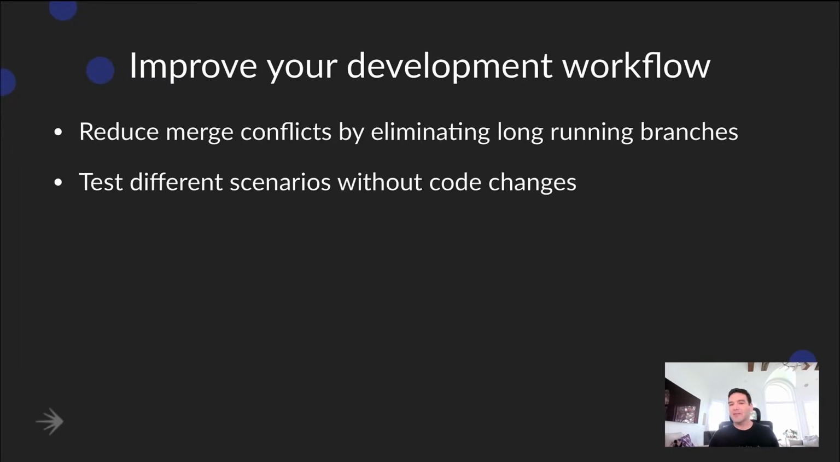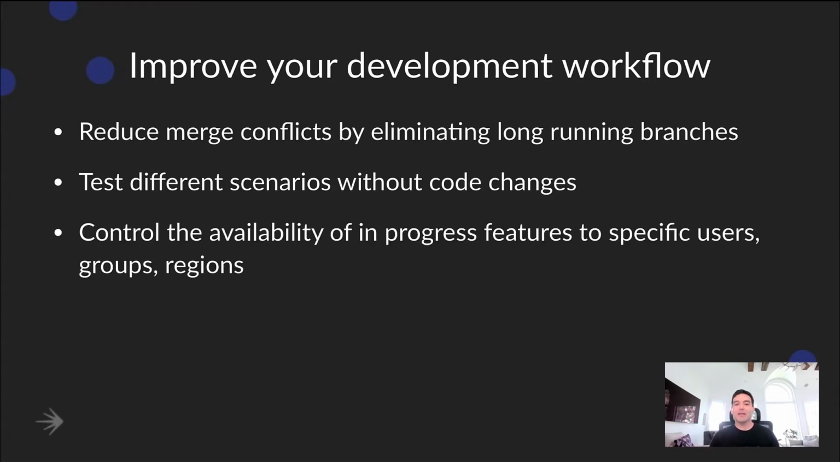I can test different scenarios without making code changes. So I can pass values from a flag and see how this is going to work without having to go in and make manual code changes. I can just go in and flip the flag or flip the variation and see what the effect is going to be. I can control the availability of in-progress features to specific users, groups, and regions.